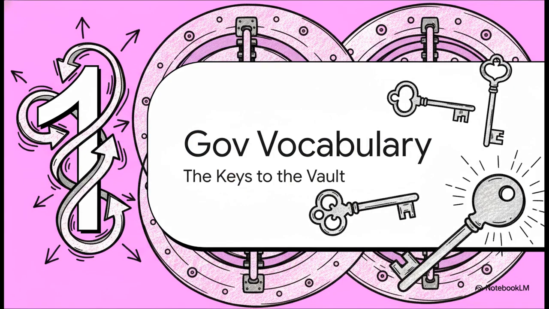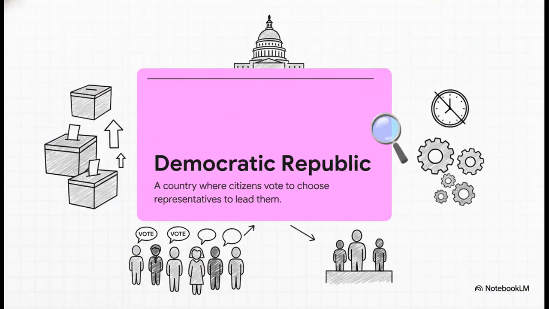Unlocking Government Vocabulary. The keys to the vault, if you will. First up is Democratic Republic. This defines the actual system we live in. It basically means a country where citizens vote to choose representatives to lead them. Instead of all of us voting on every single tiny decision every single day, which would literally take forever, we pick specific people to make those decisions for us.